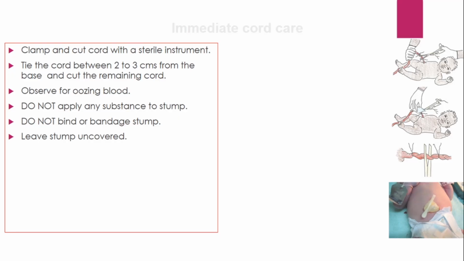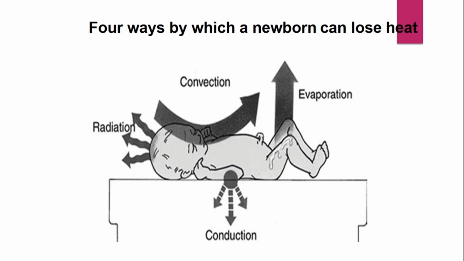So you clamp and cut the cord with a sterile instrument. That's immediate cord care. And observe for oozing blood. Do not apply any substance to the stump. Do not bind or bandage the stump. So you should leave the stump uncovered. You can see the diagram that illustrates that.